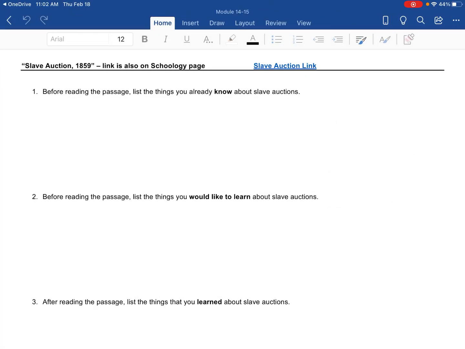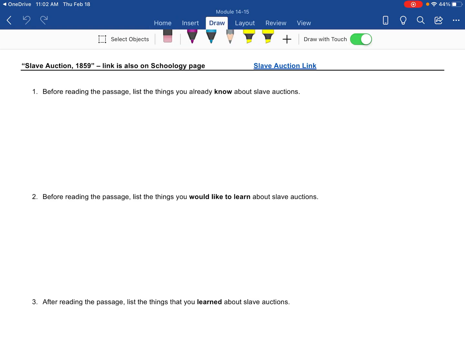Right, so you should have already completed Africans in America, and now this is Slave Auction, 1859. Before you read or listen to me reading the story about slave auctions, you should be answering numbers 1 and 2 on this file. So number 1 says, before reading the passage, list the things you already know about slave auctions. You should be putting your answer in there.